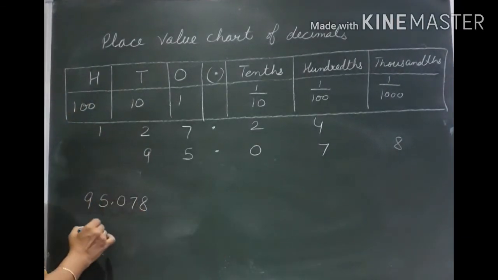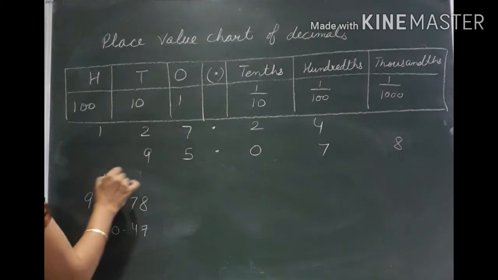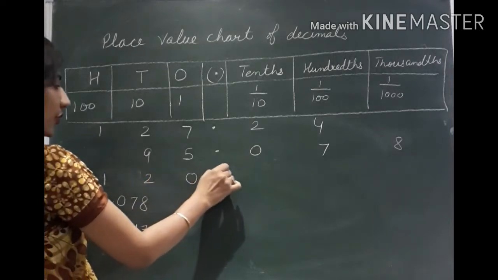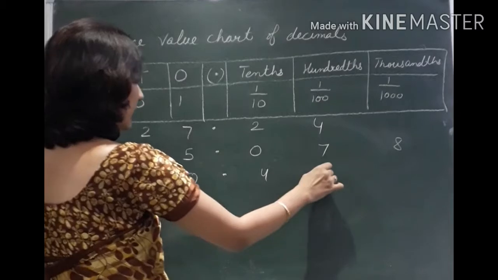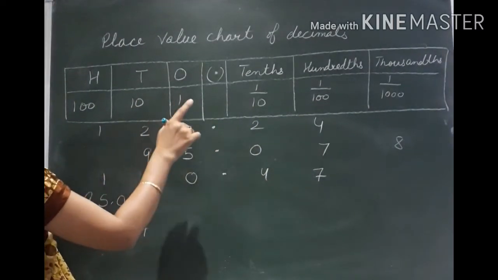Another example you can take: 120.47. In 120, 0 is at ones place, 2 is at tens place, 1 is at hundreds place. So here I write 120.47. This way you have to learn how the place value chart is in a decimal number.